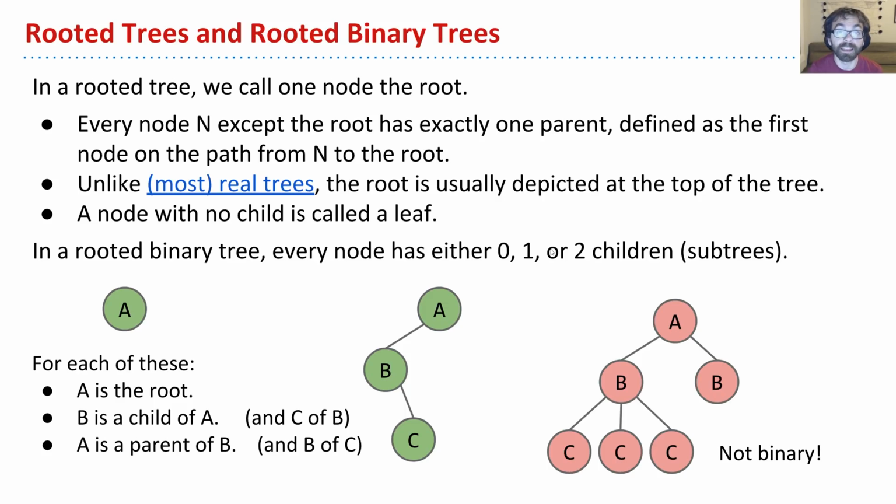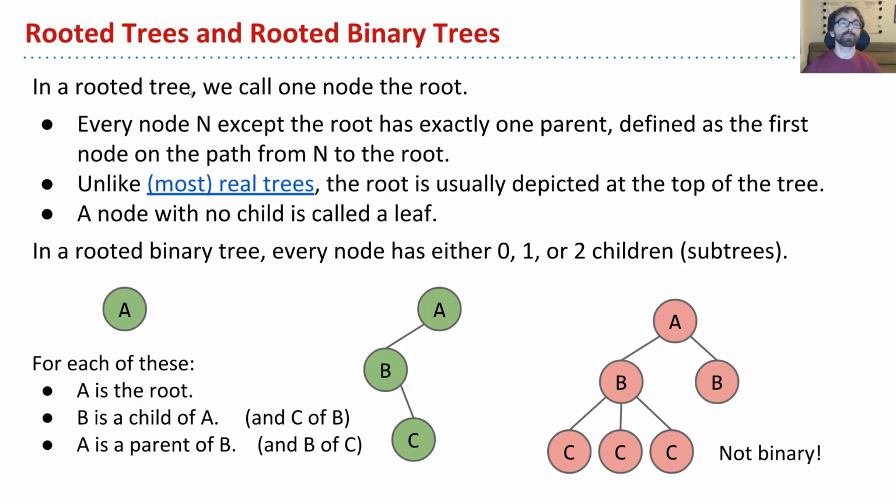Now let's introduce the idea of a rooted tree. So a rooted tree is a tree where we pick one privileged node and say, hey, you're the root. So what does that mean? Well, every node except the root, once we define the root, has one parent, and we define that as the first node on the path from the node to the root.